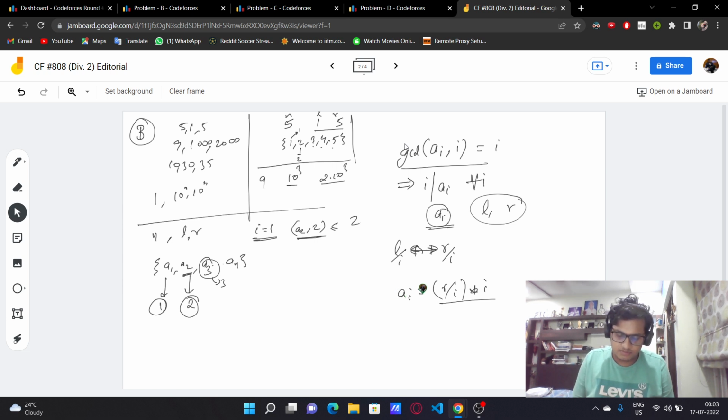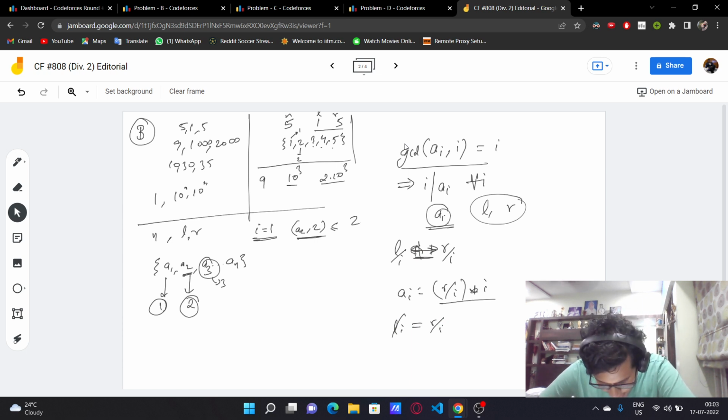Now say these both are equal, L by I is equal to R by I. So two cases arise in this case: I divides L, or I doesn't divide L.